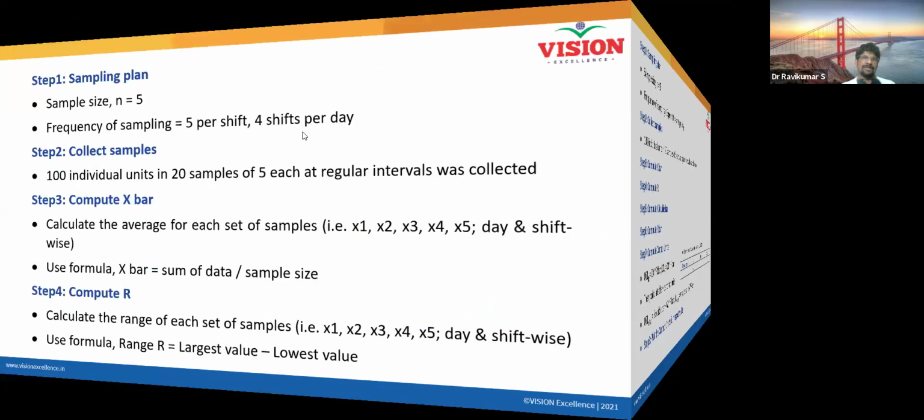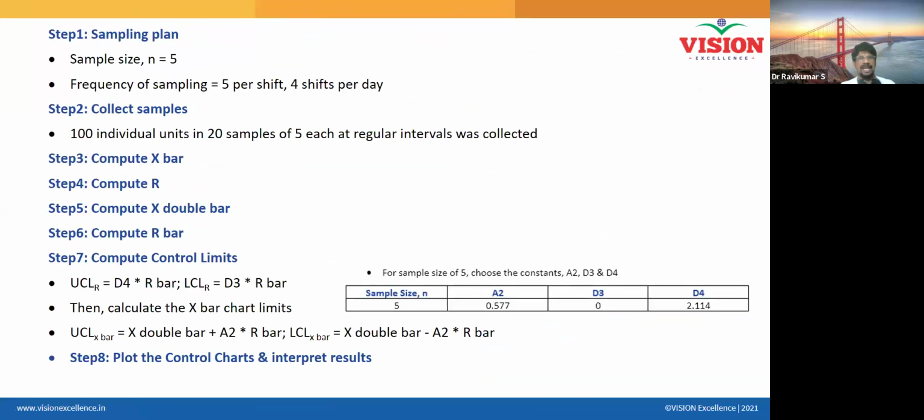I will go to this slide. This is the same as the previous slide, but I have more content here in a single slide. The subgroup or the sampling size is 5. What is the frequency of sampling? 5 per shift. Per shift they are collecting 5 samples, and they are doing it for 4 shifts. So totally 20 samples, and they are doing it for 5 days. So totally they got nearly 100 samples.